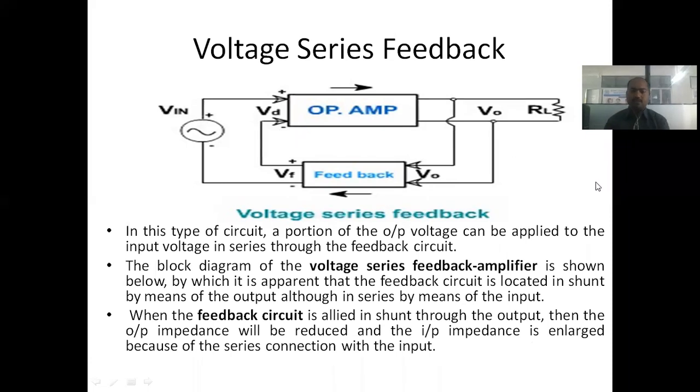So now we are discussing what do you mean by voltage series feedback. So in this type of circuit, a portion of the output voltage can be applied to the input voltage in series, right? In series means a portion of the output is again applied to the input in series. That's why it is called voltage series type of feedback, right? So voltage indicates that actually it is a series feedback, right? So whatever the thing connected, it means the output thing is also connected here in series.